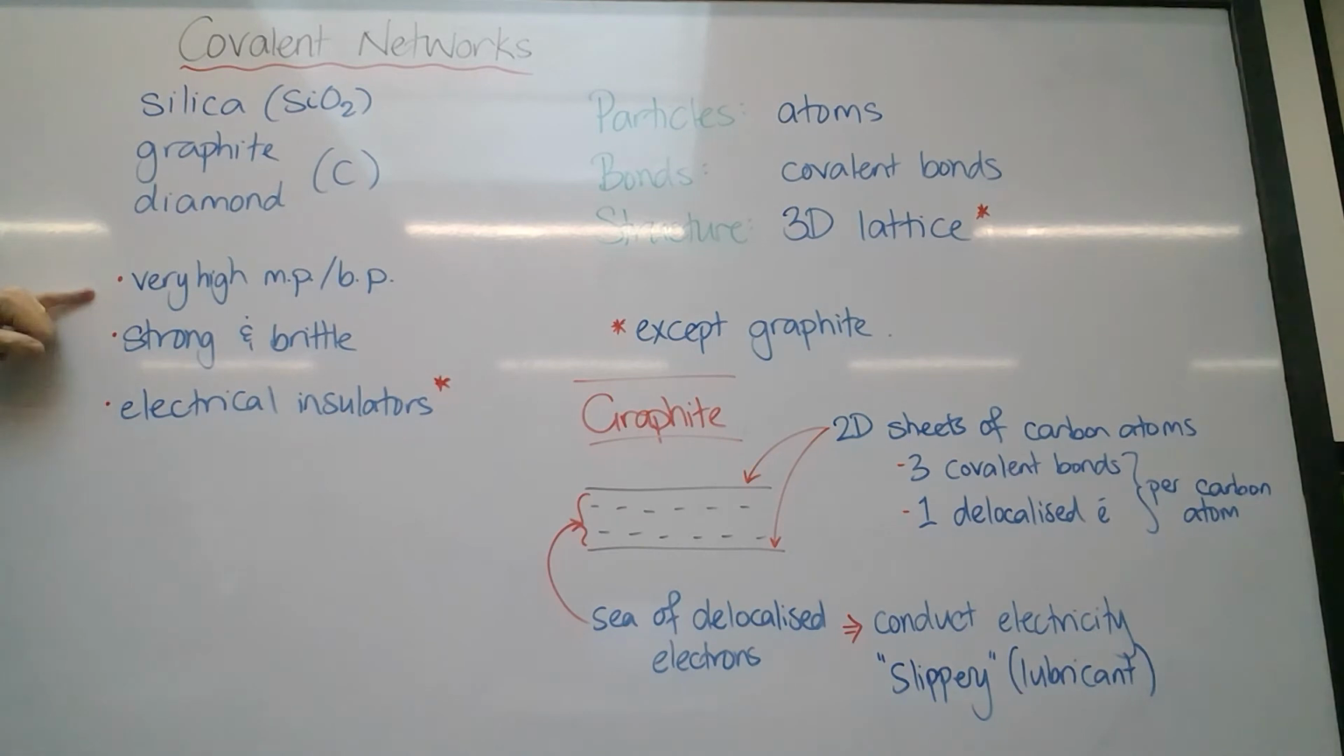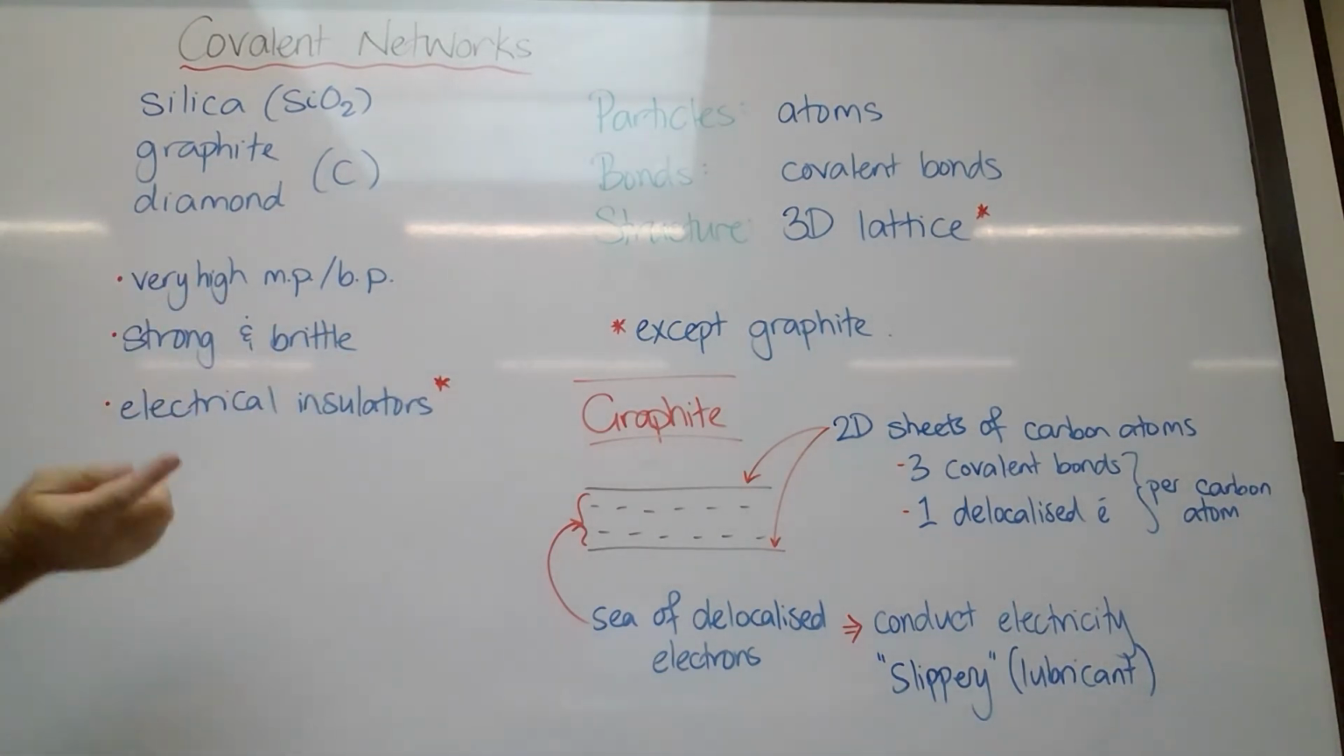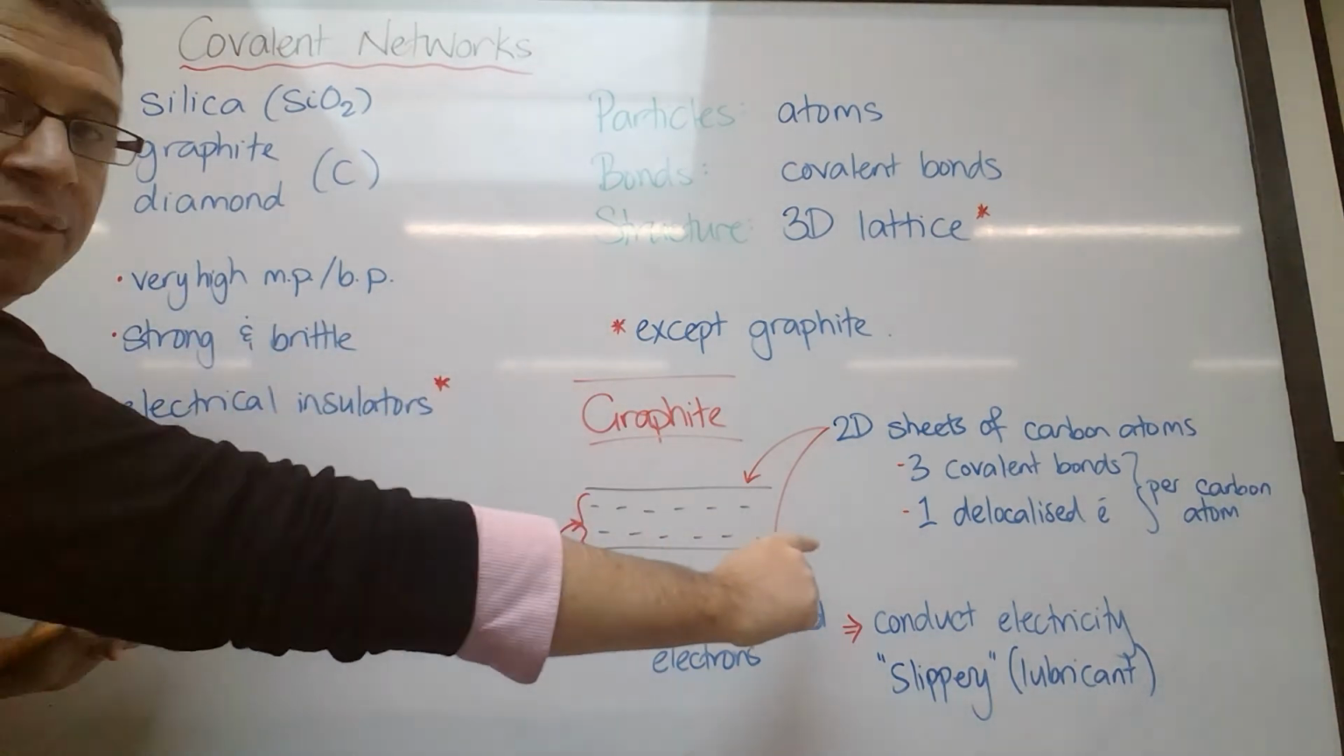Diamond has got a very, very high melting and boiling point. It actually atomizes. When you break these bonds, they actually become carbon atoms. It is strong and brittle, and it's an electrical insulator. Contrast that, while graphite has a very high melting and boiling point still, because to break those covalent bonds is hard, it is not strong or brittle. It is actually slippery. The sheets can slide over each other. So it's a good lubricant, and it is an electrical conductor because the delocalized electrons in the middle can flow.